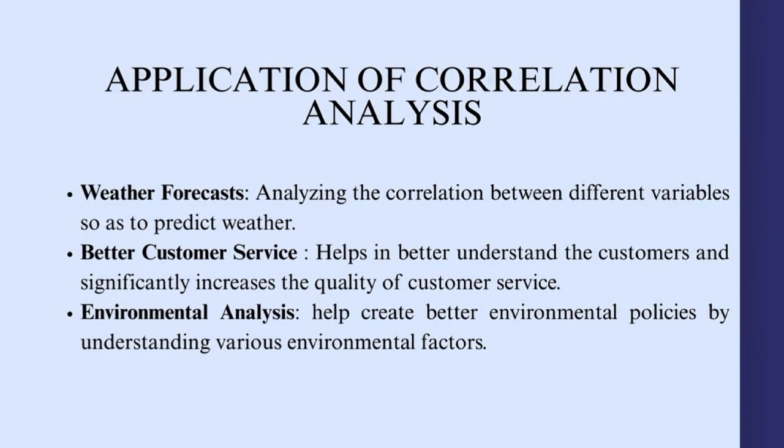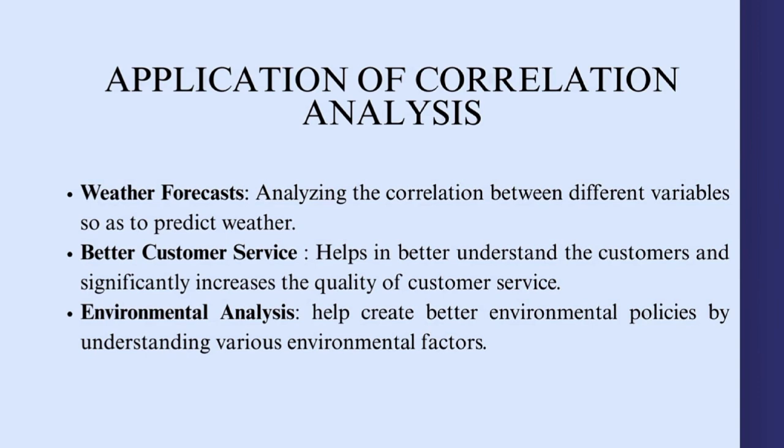Next is weather forecast, analyzing the correlation between different variables so as to predict weather. In weather forecasts, correlation helps in predicting the weather by studying how different factors like temperature, humidity, air pressure, and wind are related. For example, if a drop in air pressure is often followed by rain, meteorologists can use the pattern to forecast upcoming weather conditions more accurately.